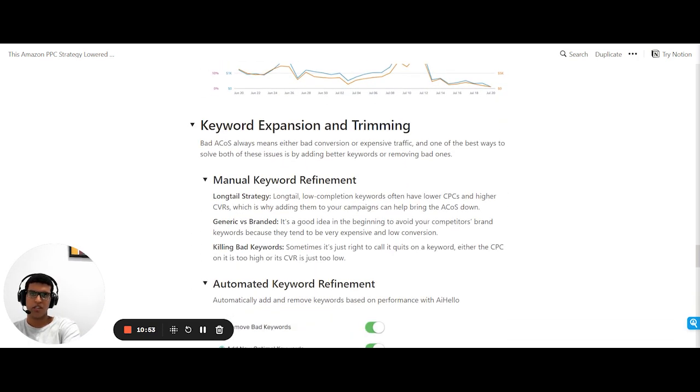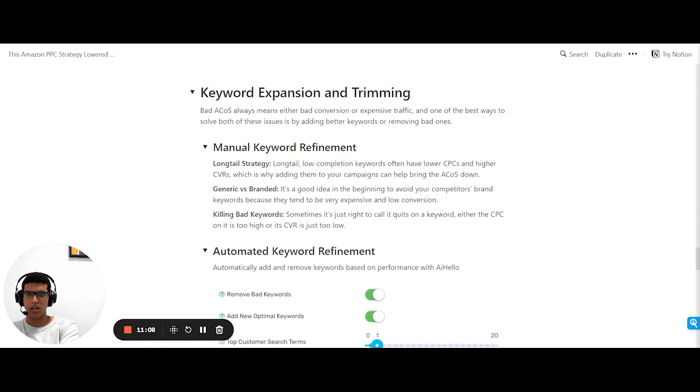After that, you also have keyword expansion and trimming. Keyword expansion and trimming is essentially adding more good keywords in and removing bad keywords. So essentially what you're doing is either manual keyword refinement or automated keyword refinement, and I'll explain them both. Manual keyword refinement is going to be split into three main strategies.